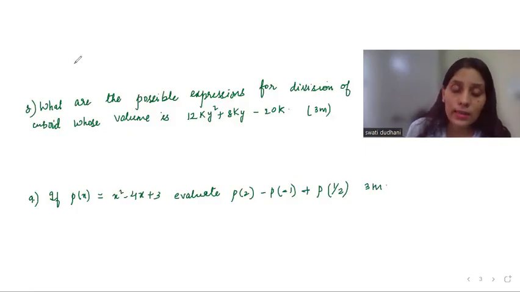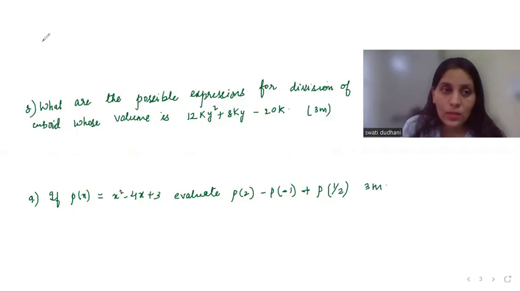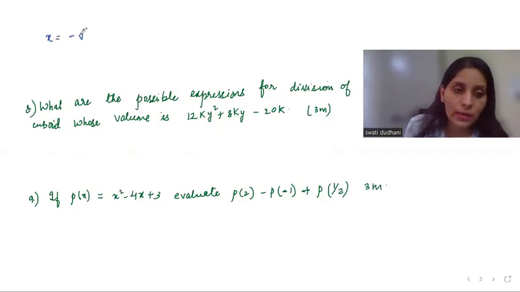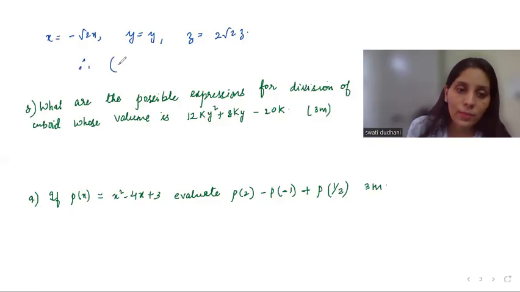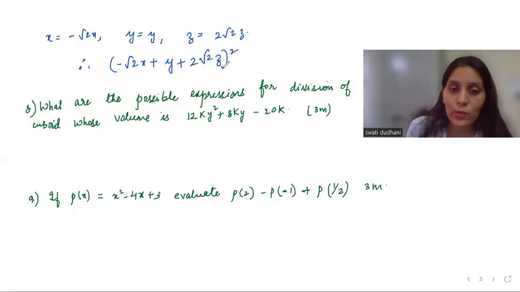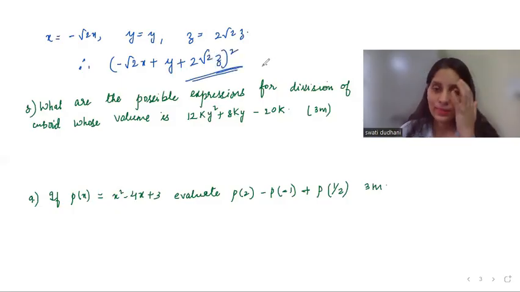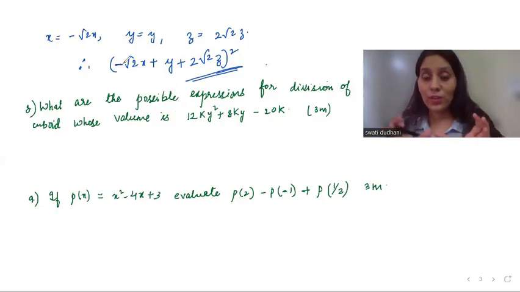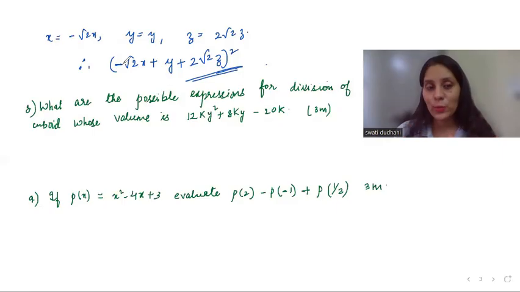So what was x here? The value of x was minus root 2x, y was y, and z was 2 root 2z. So the final answer will be x plus y plus z whole square. This is the final answer. I hope this is clear. And the negative sign, you need to make sure which variable is common. In front of that variable, you'll place a negative sign.